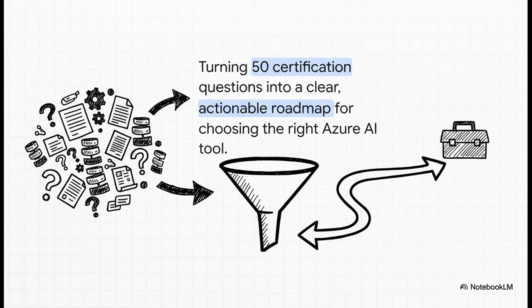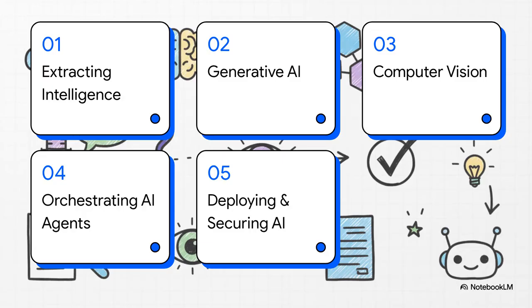So to cut through all that noise, we're taking a pretty unique approach. We've taken 50 real-world scenarios, all pulled from an Azure AI certification assessment. But look, we're not studying for a test here. We're using these practical, everyday problems to build a clear roadmap that shows you exactly which tool to use and, more importantly, why. Okay, ready to dive in?